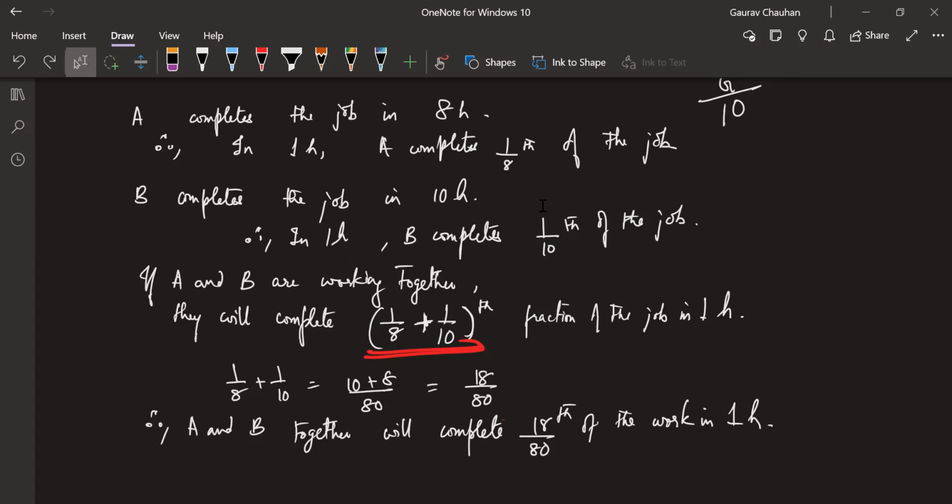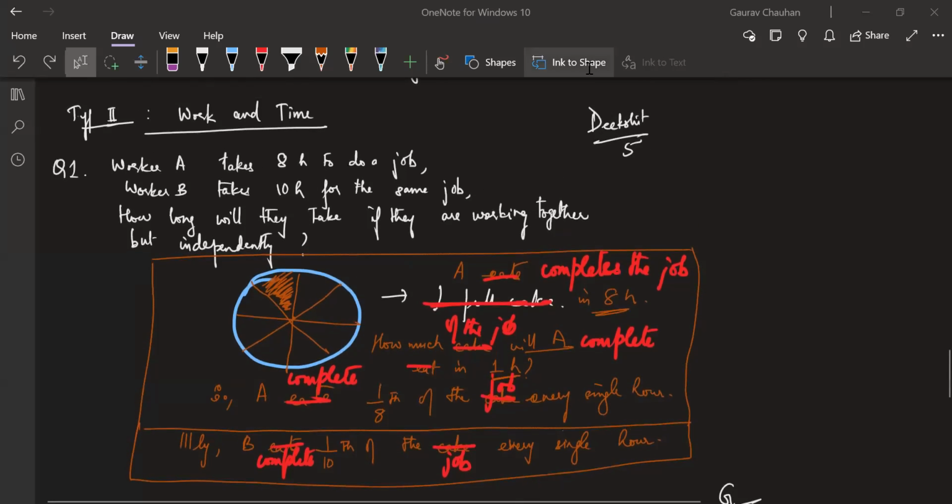Can anyone tell me what's my total work here? Can anyone give a number to the total work? I know Dikshit can, but can anyone else tell me what is my total work here? I want you to go back to the cake and tell me how much total is the cake, how much total cake is the person eating? Nishchay, what do you think? How much is the full cake? What is the number there?